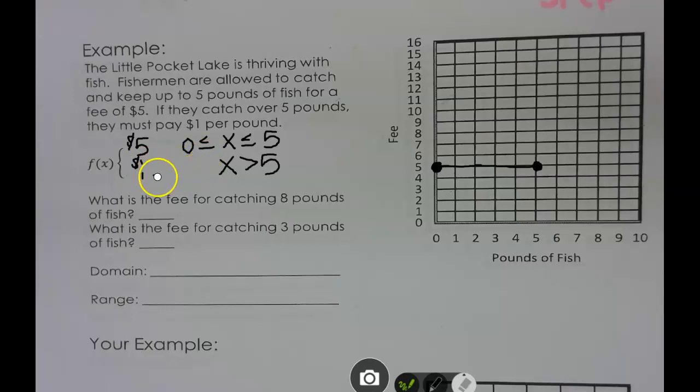So that's going to change slightly. Because again, you want your cost if you catch 6 pounds to be $6. So what you have to do is take into account that yes, you need to be charged that additional fee, but you have to take away the first 5 pounds. I should have given myself a little more room. But it's going to be 1 times x minus 5 plus 5.